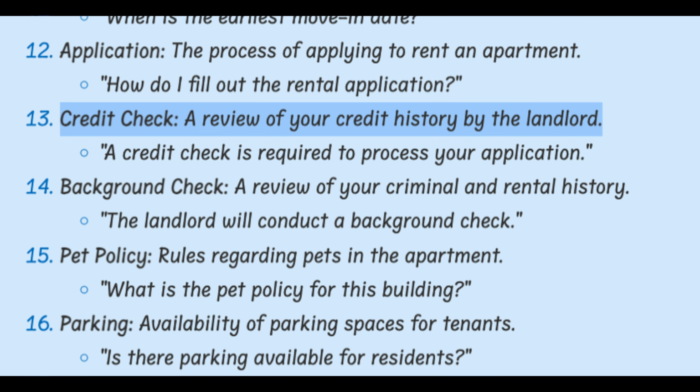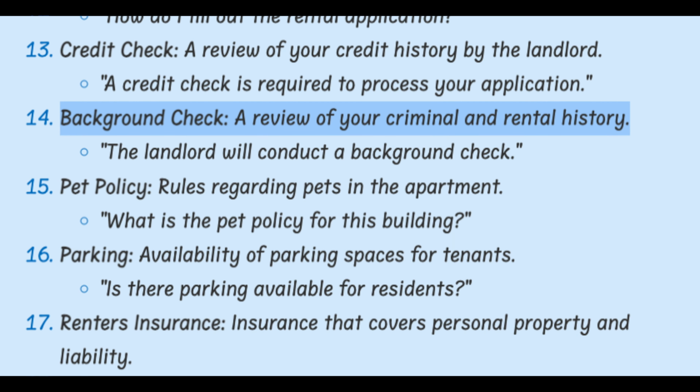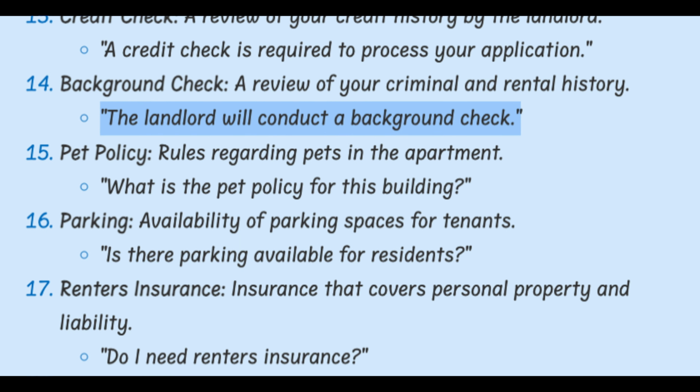13. Credit check, a review of your credit history by the landlord. A credit check is required to process your application. 14. Background check, a review of your criminal and rental history. The landlord will conduct a background check.